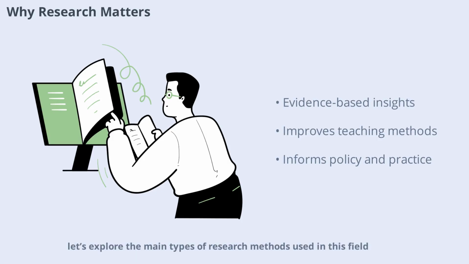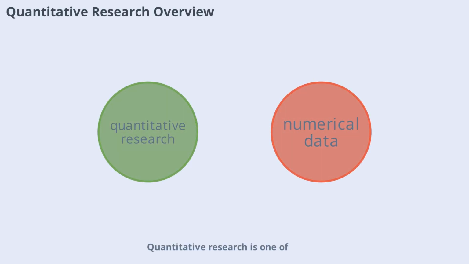Next, let's explore the main types of research methods used in this field. Quantitative research is one of the primary approaches in educational psychology. It involves collecting and analyzing numerical data to identify patterns, relationships, and causal effects. This method often uses surveys, tests, and statistical analysis to measure variables such as student achievement, motivation, or classroom behavior.